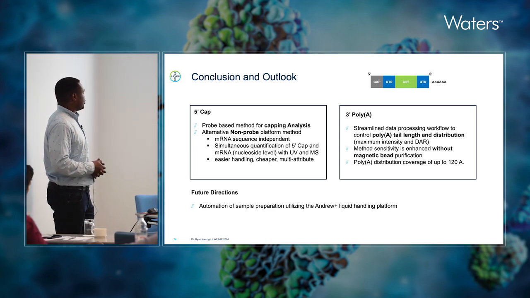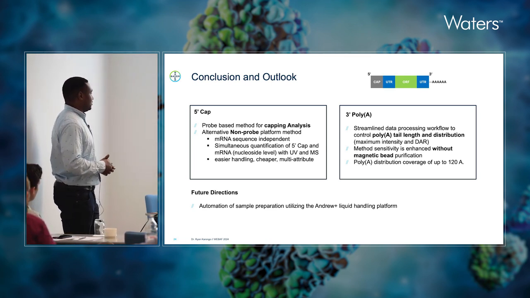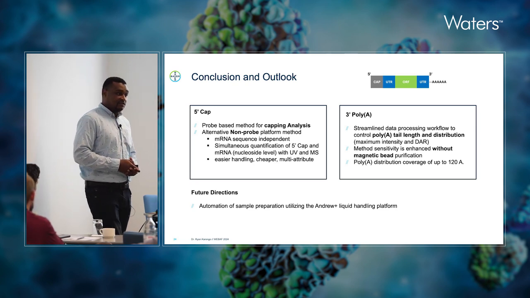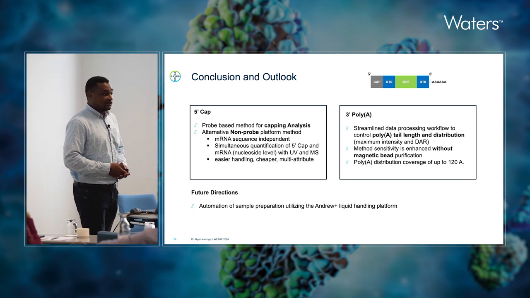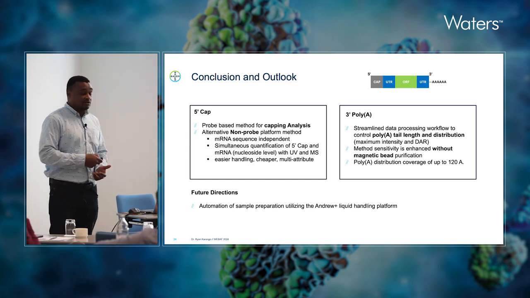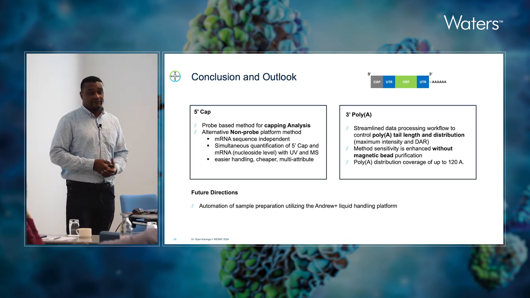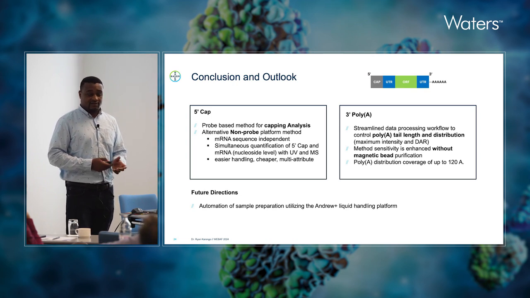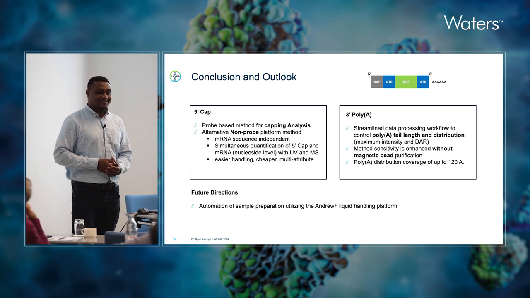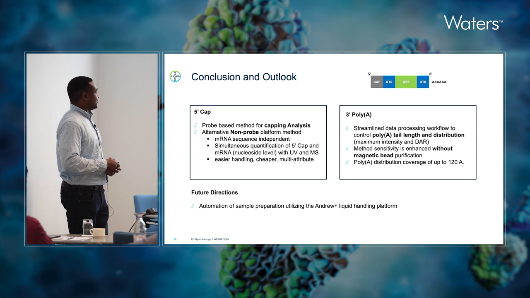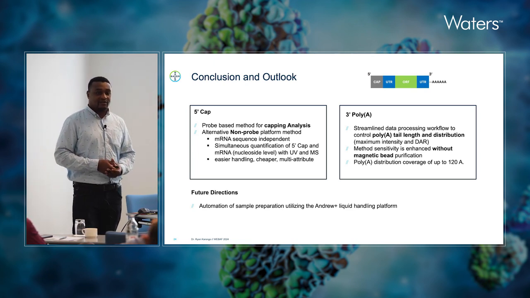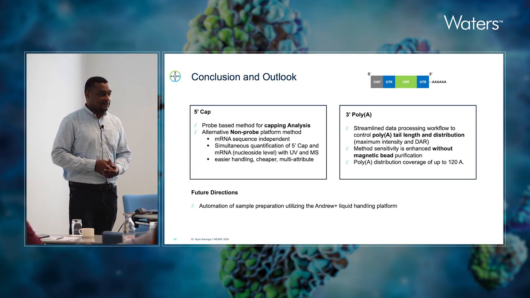So future directions would be to maybe enhance our sensitivity. That means maybe use a different or more sensitive mass spectrometer for detection. And we would also envision automating these sample preparations using the Andrew pipetting robot. I can see Tobias is already saying yes. And that would be our future directions at this moment.